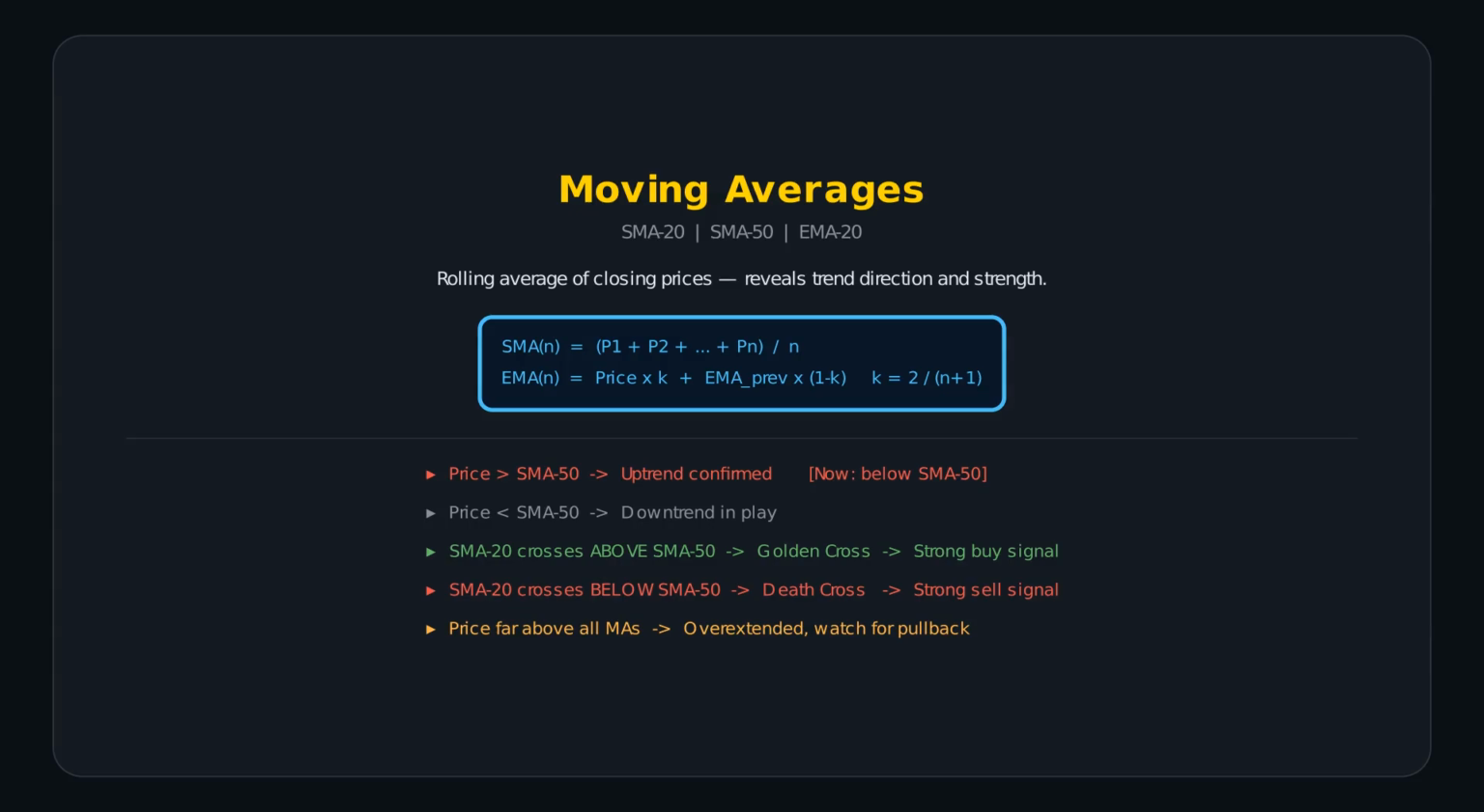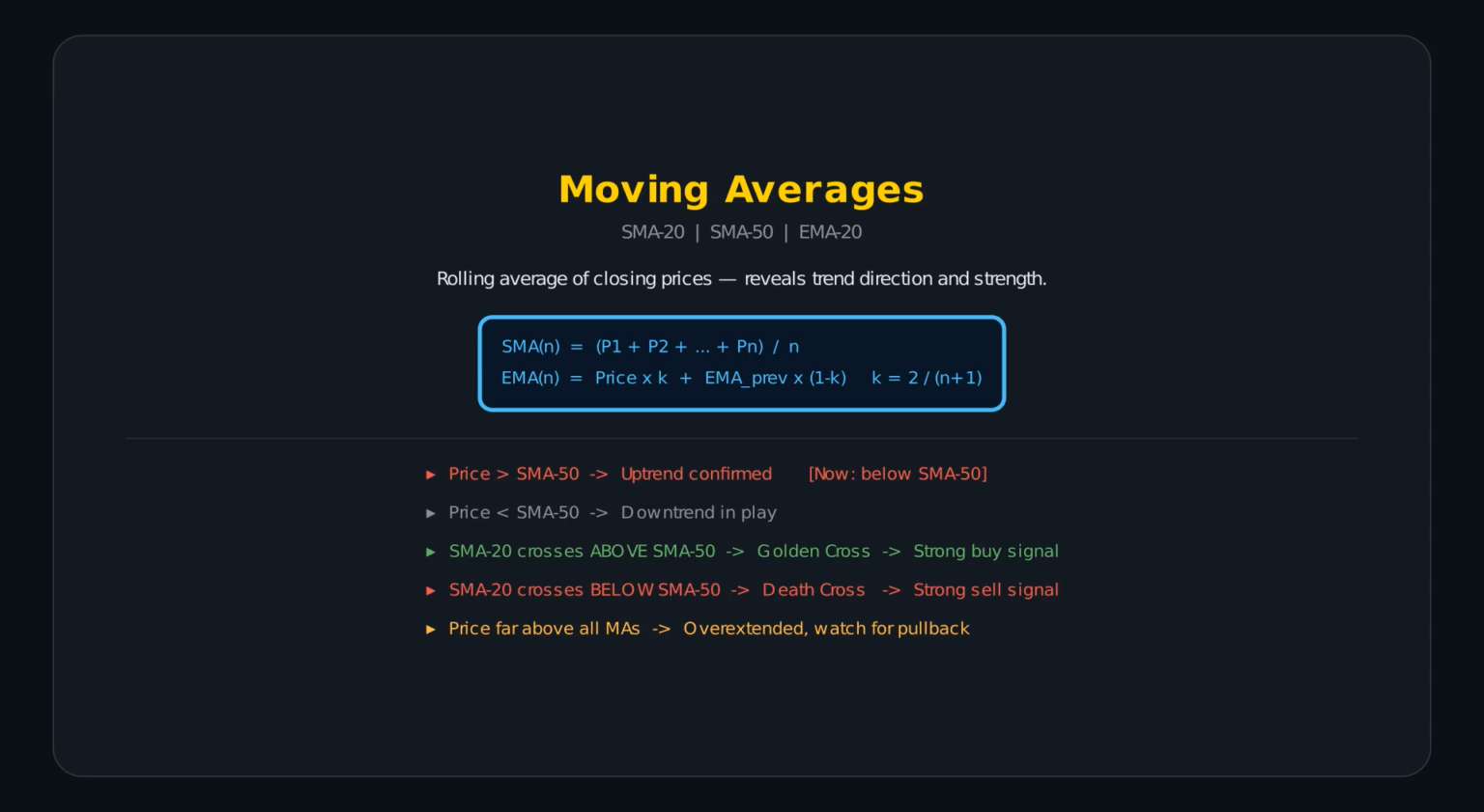is a formula. Let us start with moving averages, the foundation of trend analysis. A simple moving average smooths price noise by averaging the last N closing prices. SMA 20 tracks the short-term trend. SMA 50 tracks the medium-term trend. The exponential moving average gives more weight to recent prices, so it reacts faster to new information. The key rule: when price is above the 50-period average, the trend is up. When below, the trend is down.